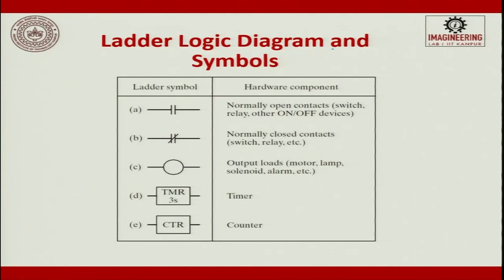So, in a ladder logic diagram, these are the symbols used: normally open contact, switch, relays and other on-off devices, we give this. When normally closed, we say this. These are for inputs. These are output loads, such as motor, lamps, solenoid, alarm, etc. We put this. And we put a box for timer, and we put this for counter. So, whatever I said prior, we have seen input, output, and then these are boxes.